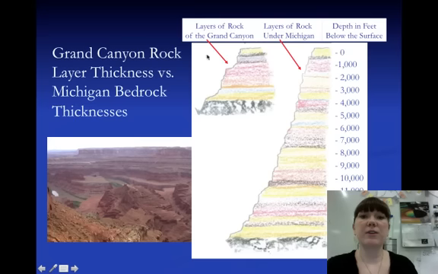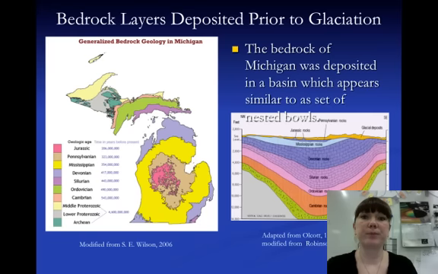Here is an idea of the thickness of the rock. On the left here we see the layers of the rock in the Grand Canyon that we're able to see, and this is the bedrock that we have under Michigan. So you see pretty deep in Michigan we have quite a few layers of bedrock down there. The bedrock in Michigan was deposited prior to the glaciation, and it was in a bowl here, and so we can see that we have the Cambrian rocks, Ordovician, Silurian, and then Devonian and Mississippian, and they're in this depression here, which we call the Michigan Basin.